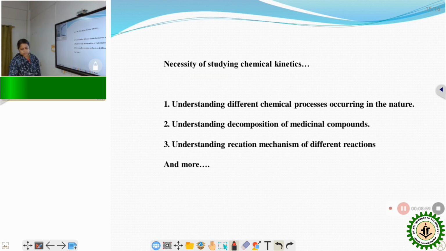So up to the end of this lecture, we can say why we need to study this chapter, chemical kinetics, the rate law, activation energy, etc., because all these ideas and understandings are important for understanding different chemical processes that are occurring around us in the environment, to understand the decomposition of different medicinal compounds, to understand reaction mechanisms, how the reaction is going on, and also to manipulate or control different types of industrial reactions, etc.